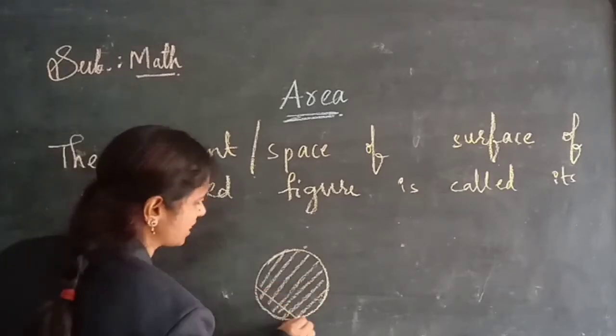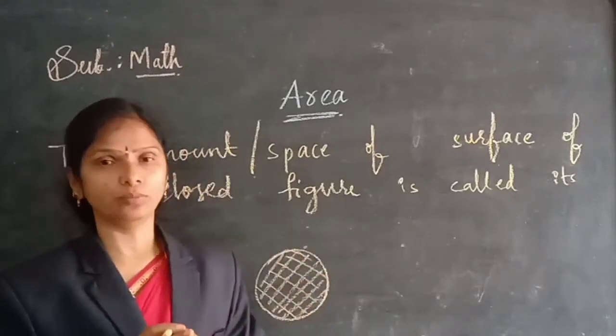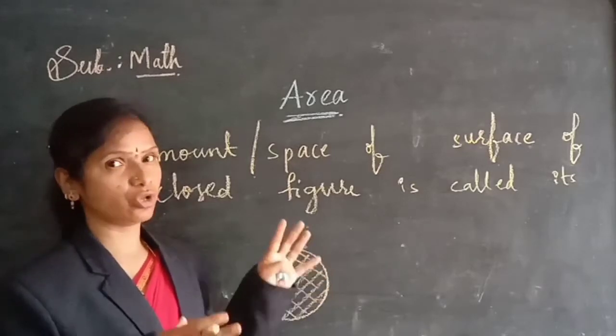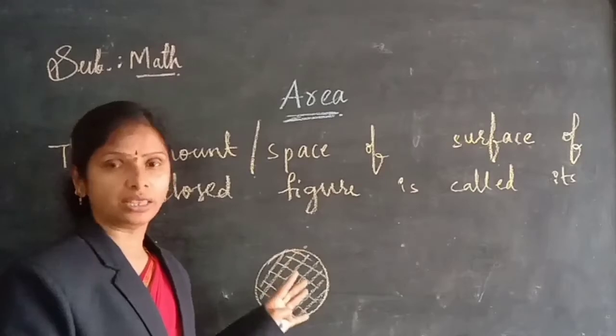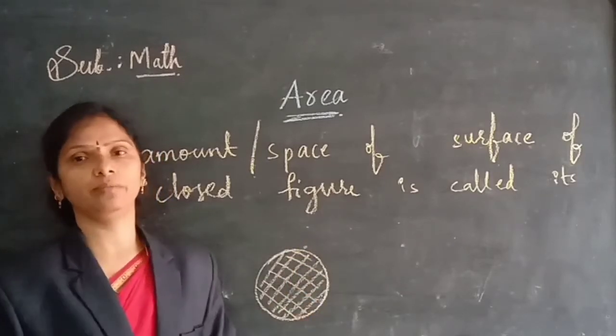So this is nothing but area means the inner space of the object. So area means whatever space is occupied by the object, that is called the area, children, nothing but the inner space which is occupied by the object.